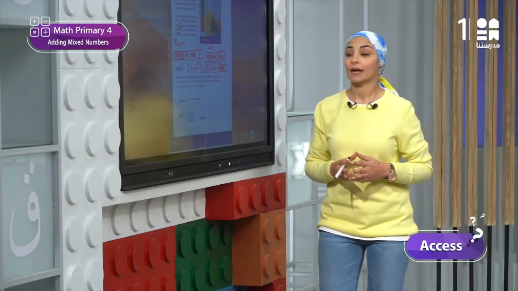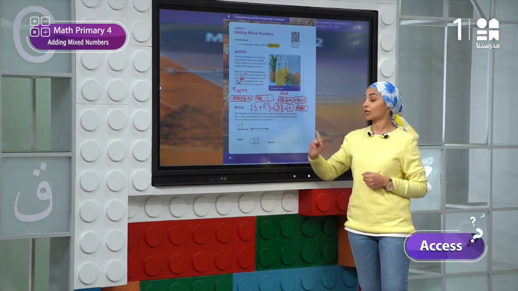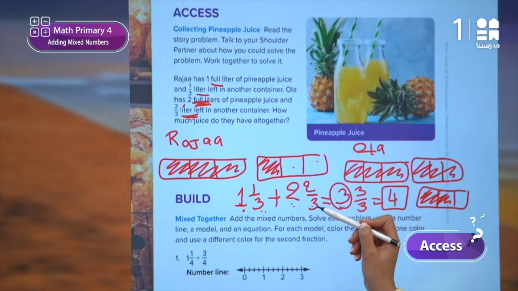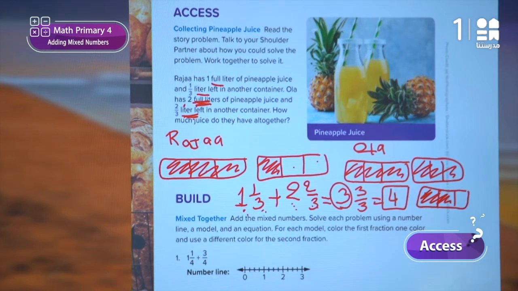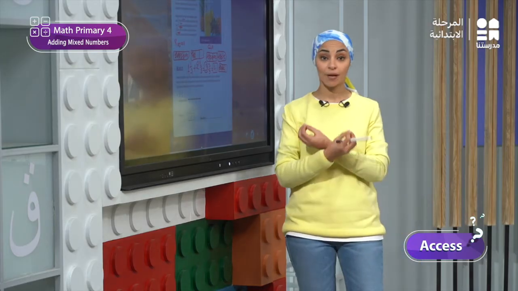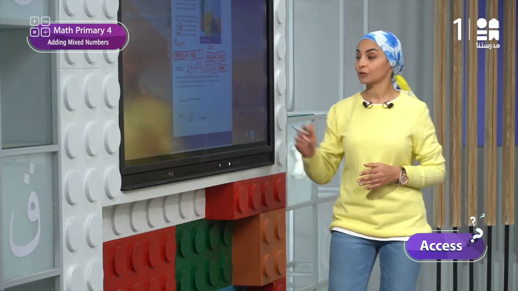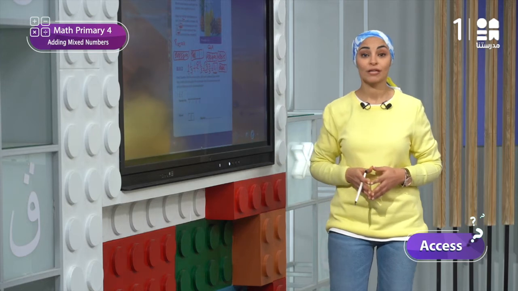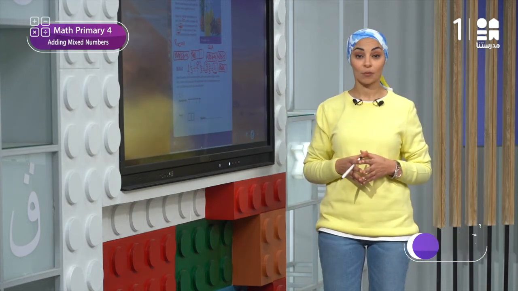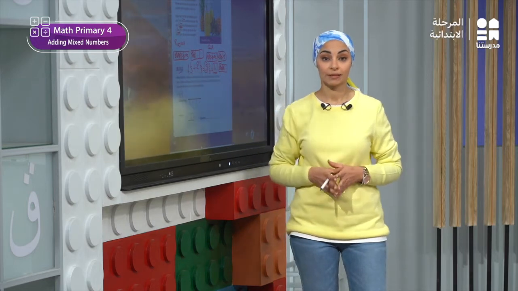Okay, now I want to ask a question. If I did the addition of the whole numbers first and then the fractions, would it differ if I started with the fractions and then the whole numbers? It doesn't differ. Why? Because addition, as we know, has the commutative property, right? That means if I change places, the answer will stay the same. And now after we know that both of them have 4 liters and we have finished this problem, let's move to the next part, which is Build.